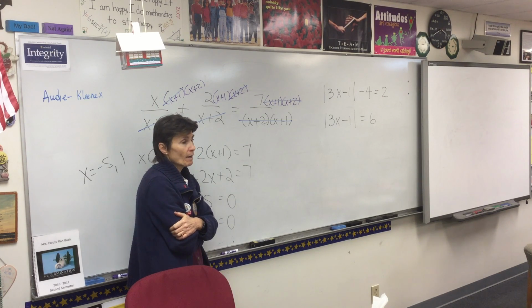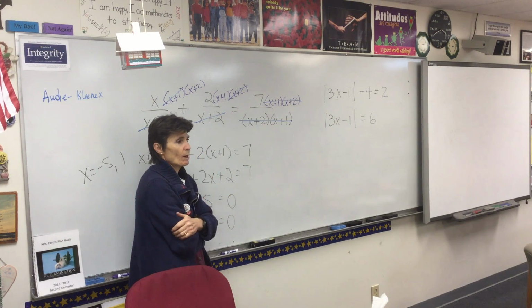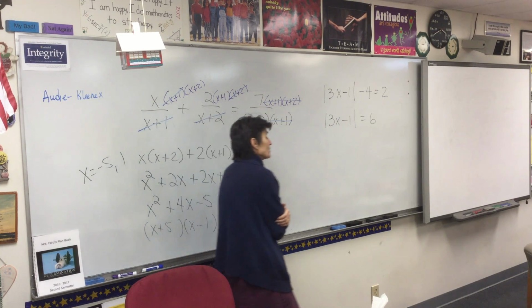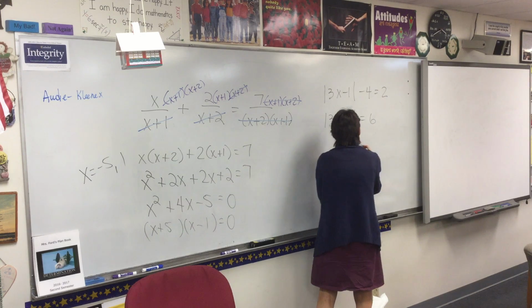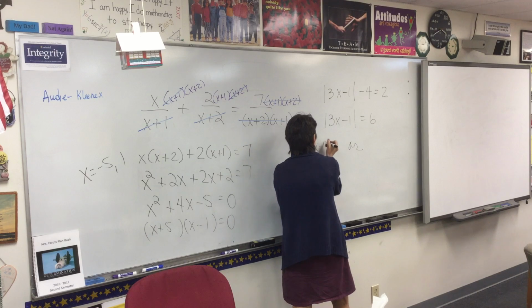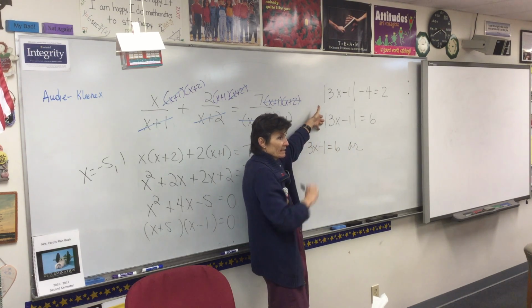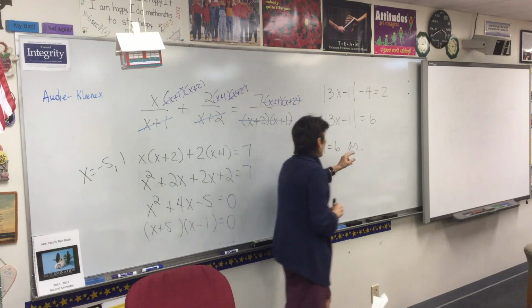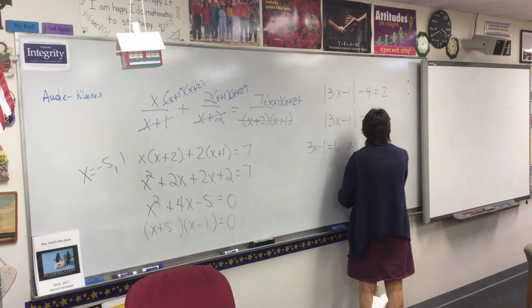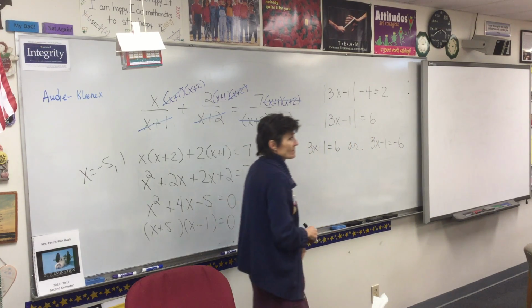And you got a couple of different options. What pops into your head? What is your gut thought when you look at this problem? You can break it into 2 different problems. You'll say 3x minus 1 equals 6, just exactly what it says. Or what's the second one? 3x minus 1 equals negative 6.